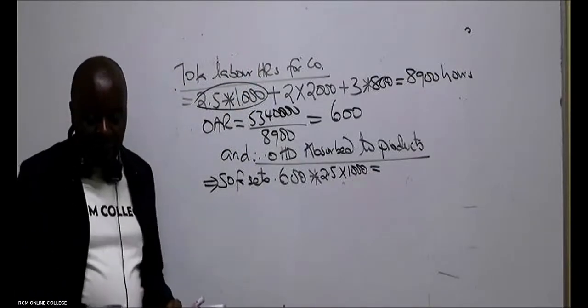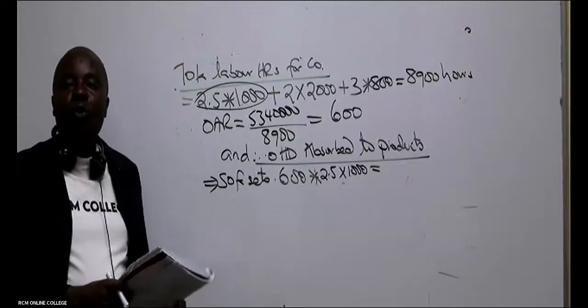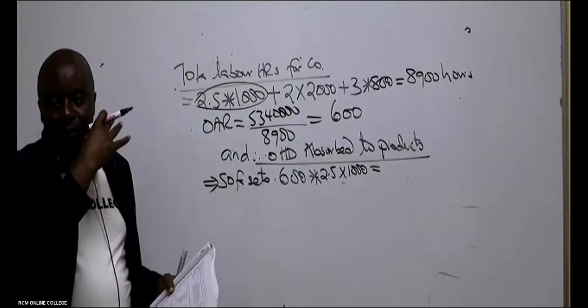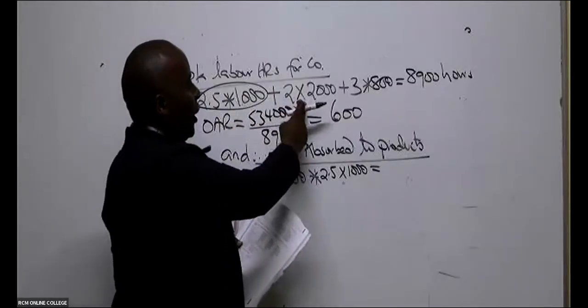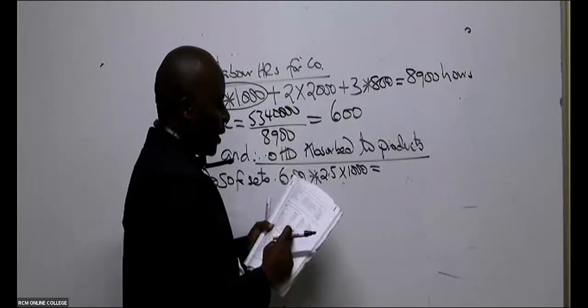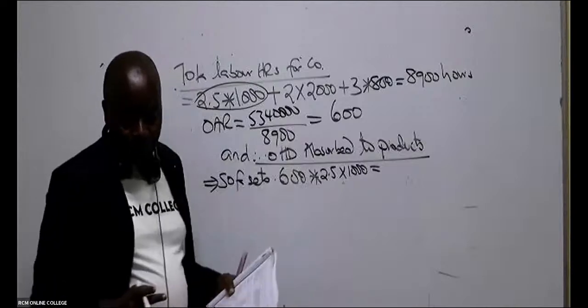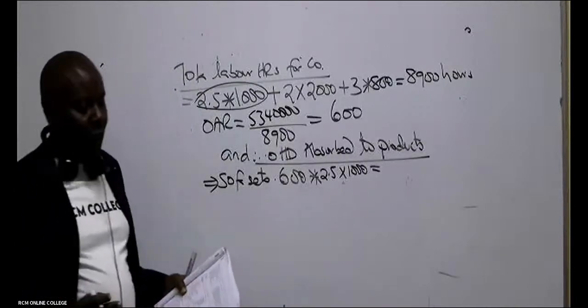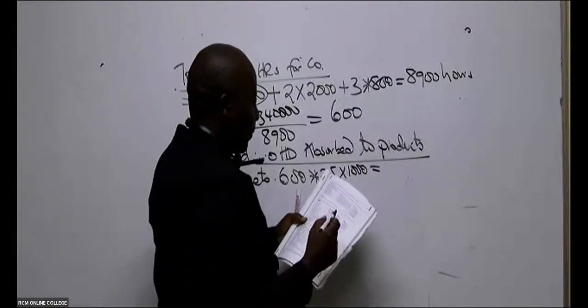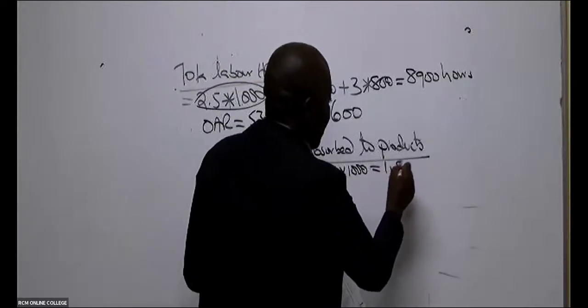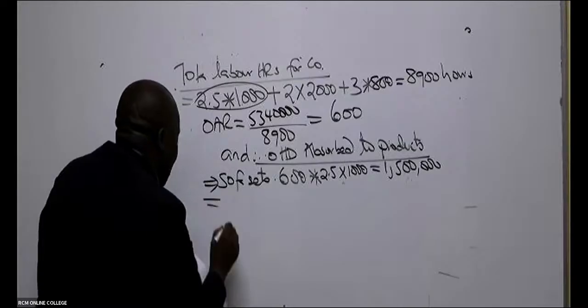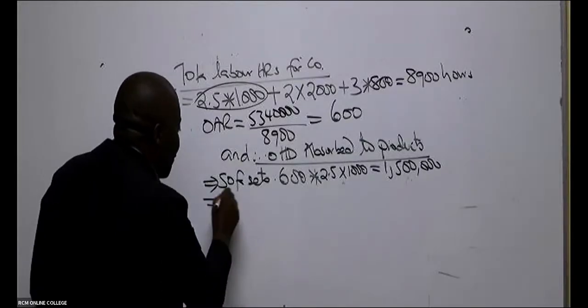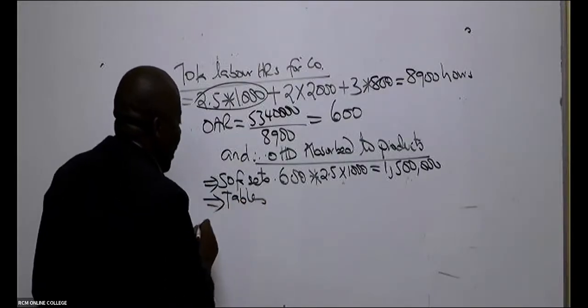Overheads absorbed to all sofa sets we produce. Remember, these are the hours for sofa sets. These are the hours for tables. These are the hours for what here, somebody? Beds. So Gathoni gives me 1.5 million. Thank you so much. Then how much shall be absorbed by tables?